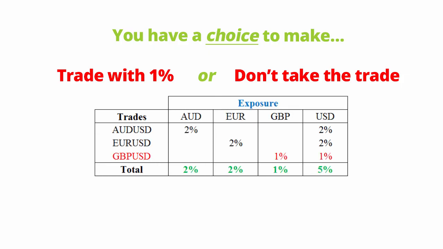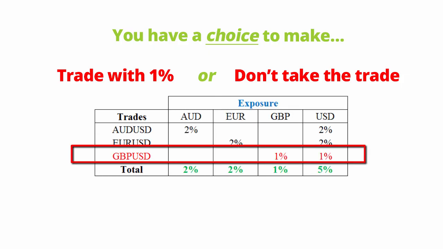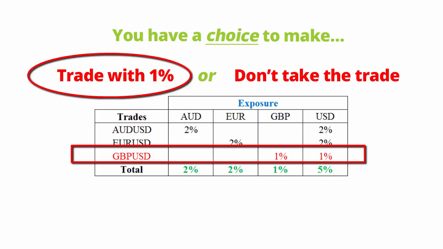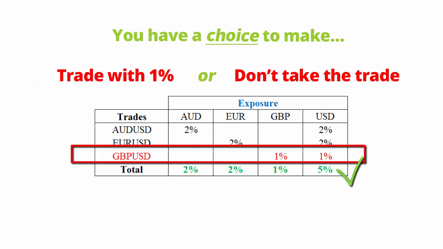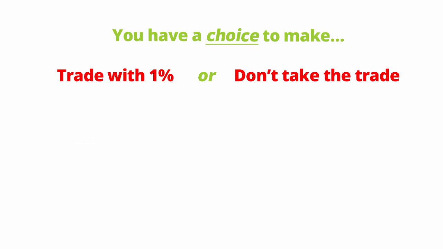This is your exposure if you decided to go ahead with the trade but using half of your standard risk. As you can see, using a 1% position size, you would be able to keep your exposure to USD at your set limit of 5%.